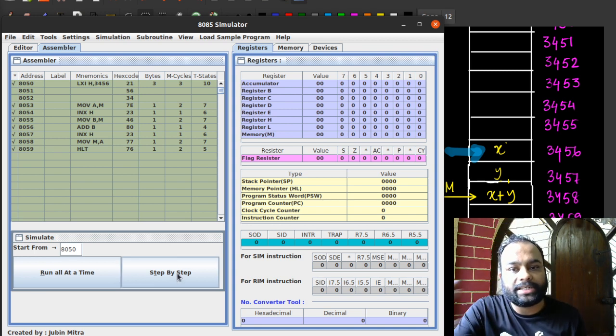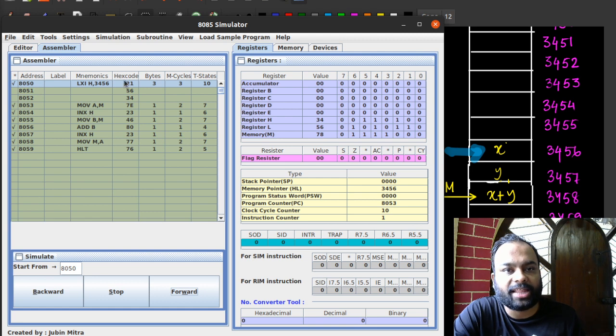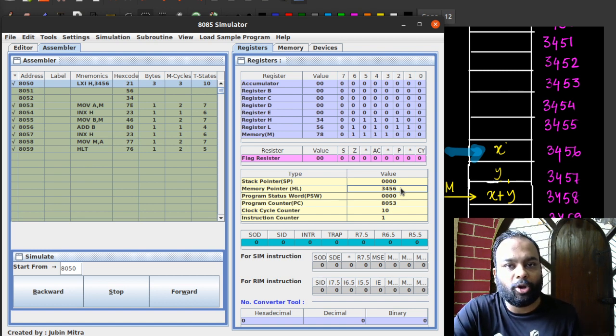Right, so let's go step by step. Of course, now the first instruction has been executed, LXI H, 3456. Look very carefully. What does the H register have? It has 34. What does the L register have? 56. So what will the HL register pair, which is also known as the memory pointer, have? 3456. 34 for H, 56 for L, right? So it is now pointing to memory location 3456, right?